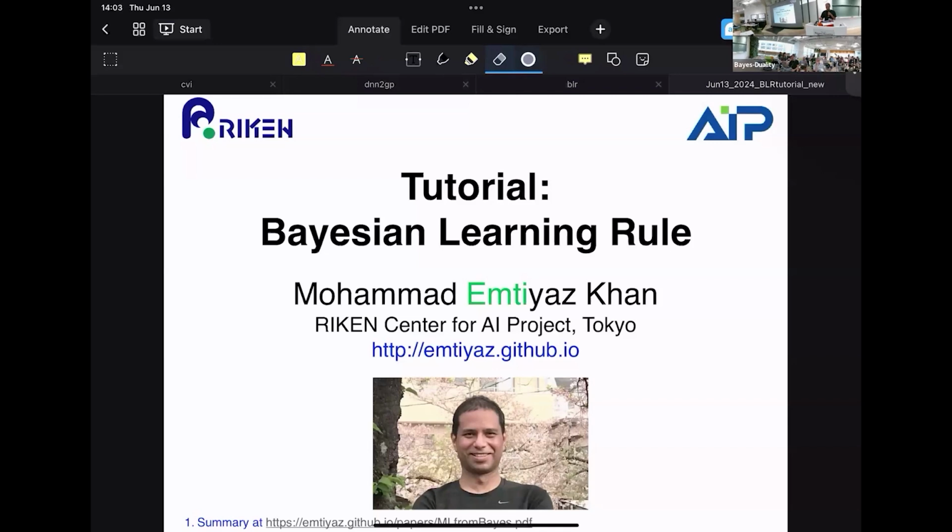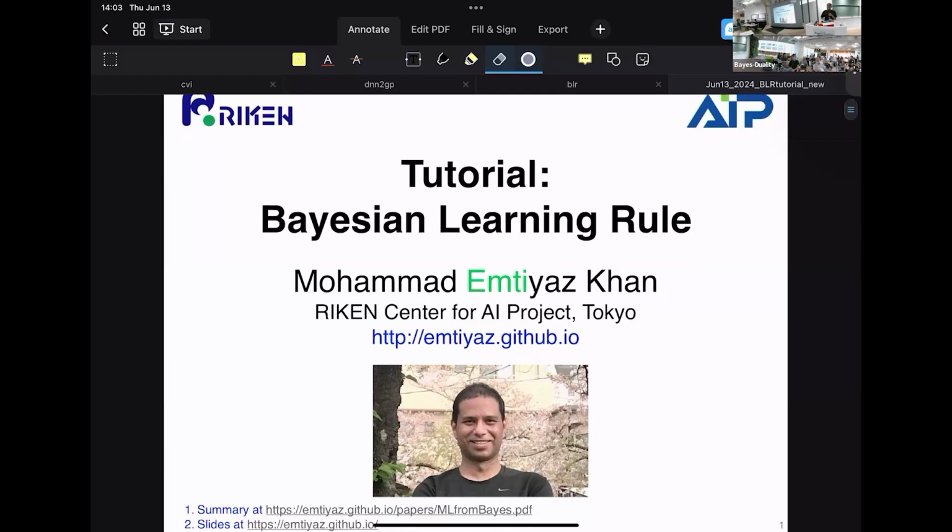I hope it makes sense, but I don't want to give too much because you can actually read the paper. I just want to give away how we actually think about Bayes' rule, and then why the Bayesian learning rule is a natural extension of that. So just to give that perspective.